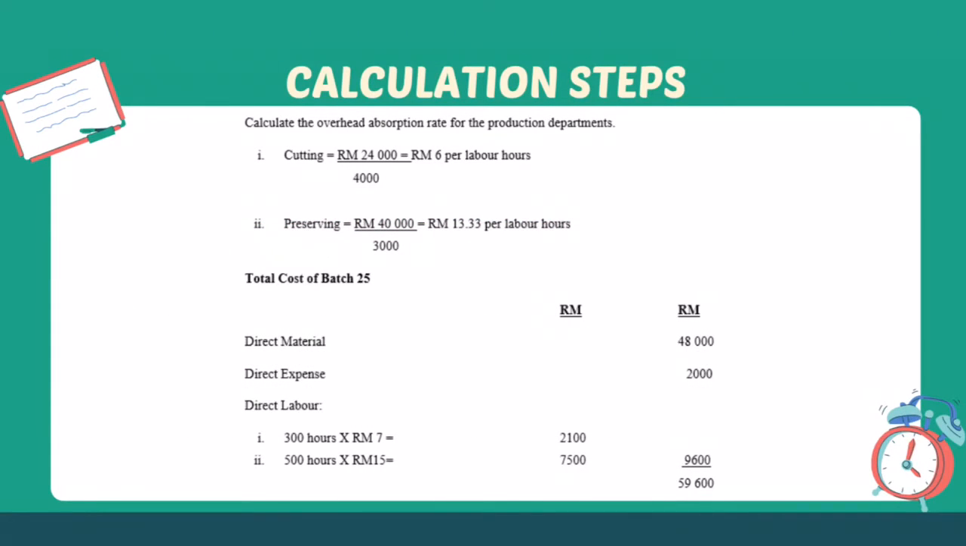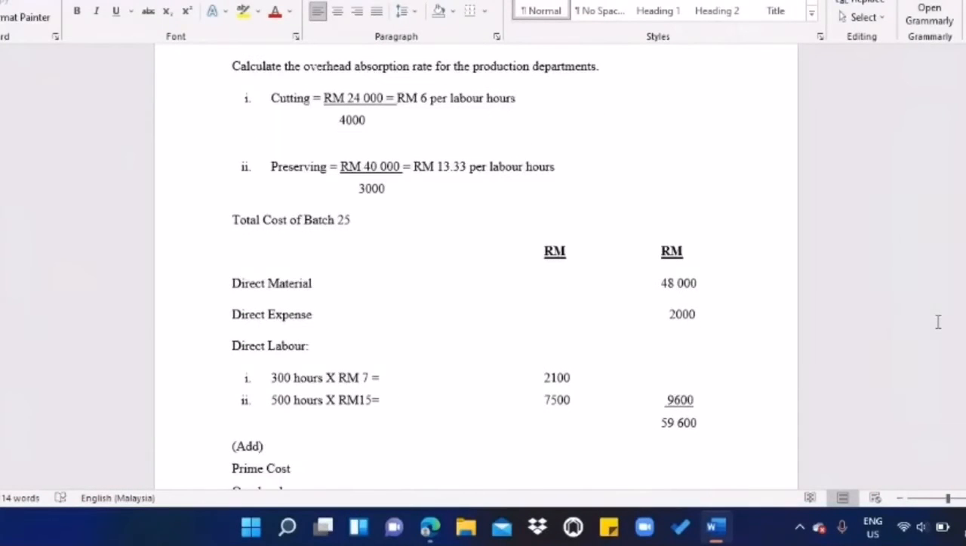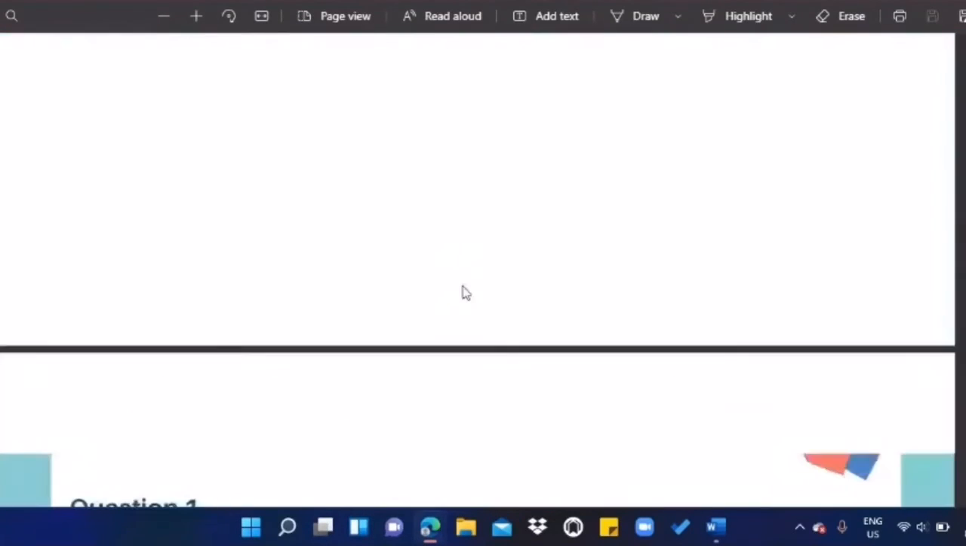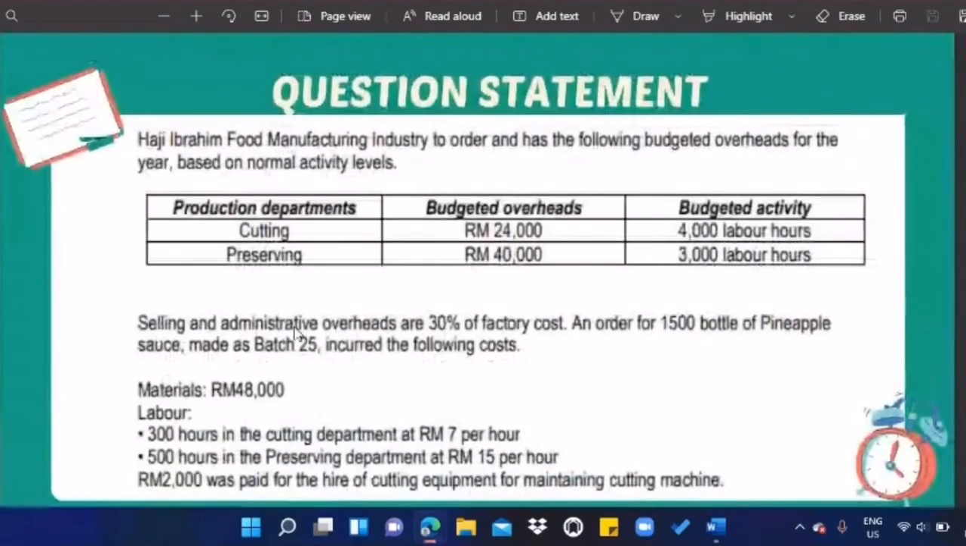So we are in the calculation part. In this part, I will explain step by step how I managed to get the answer. The first thing that I need to do is identify what type of costing I use in this question. As we can see, it is already a batch costing type. Clearly, this is a batch costing question, so I use the batch costing formula to answer it.